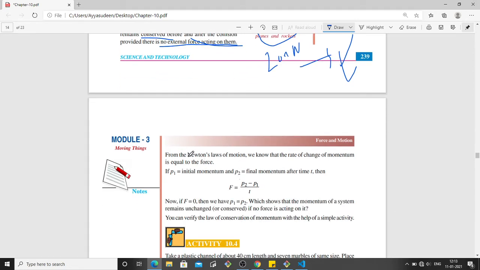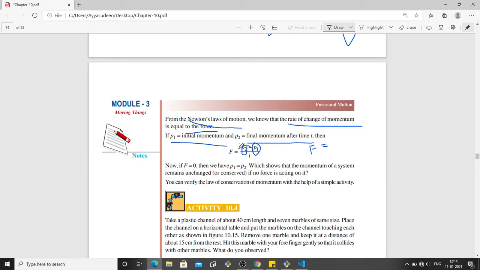Based on Newton's law of motion, we know that the rate of change of momentum is equal to the force, as we saw earlier. Here we take the initial momentum P1 and the final momentum after some time T as P2. So force is equal to the final momentum P2 minus the initial momentum P1, divided by T, the time taken. Now if we keep the force equal to 0, let's say there is no force, then we will have P2 equal to P1.